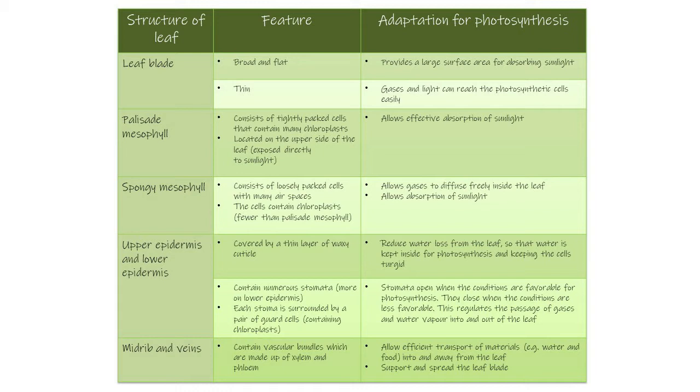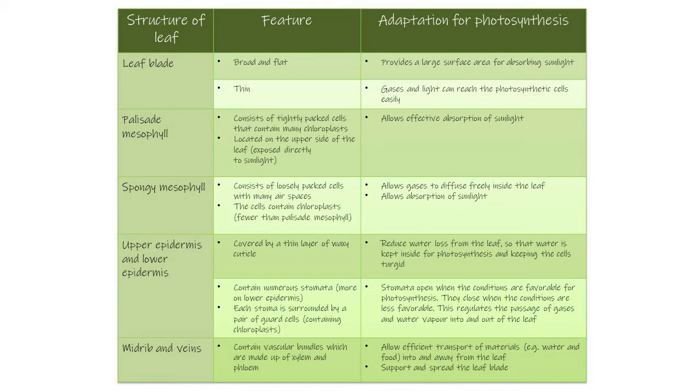Third, the spongy mesophyll consists of loosely packed cells with many air spaces. The cells contain chloroplasts, fewer than the palisade mesophyll. This allows gases to diffuse freely inside the leaf and allows absorption of sunlight. Fourth, the upper and lower epidermis is covered by a thin layer of waxy cuticle. This can reduce water loss from the leaf, so that water is kept inside for photosynthesis and keeping the cells turgid. Furthermore, it contains numerous stomata, especially on the lower epidermis.